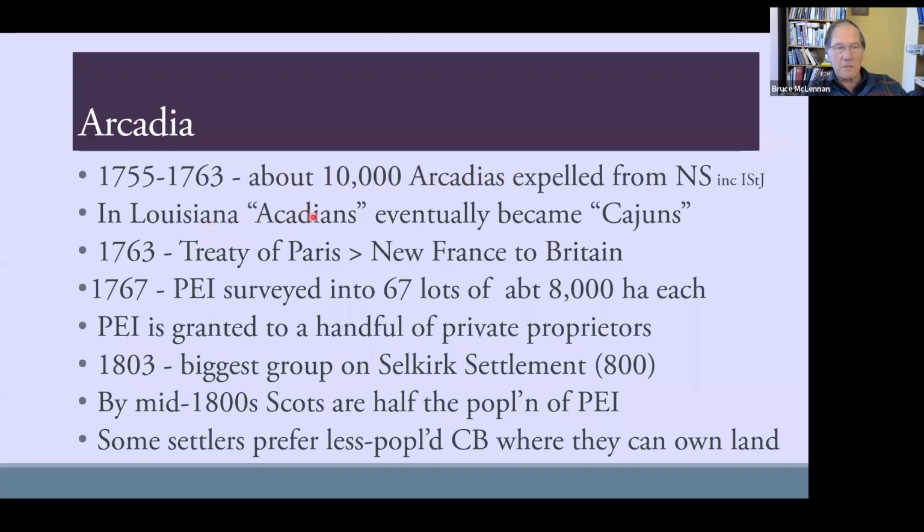And the ones who settled in the Louisiana swamps changed from being called Acadians to being called Cajuns. And they have lovely food, don't they? Jambalaya and all that.